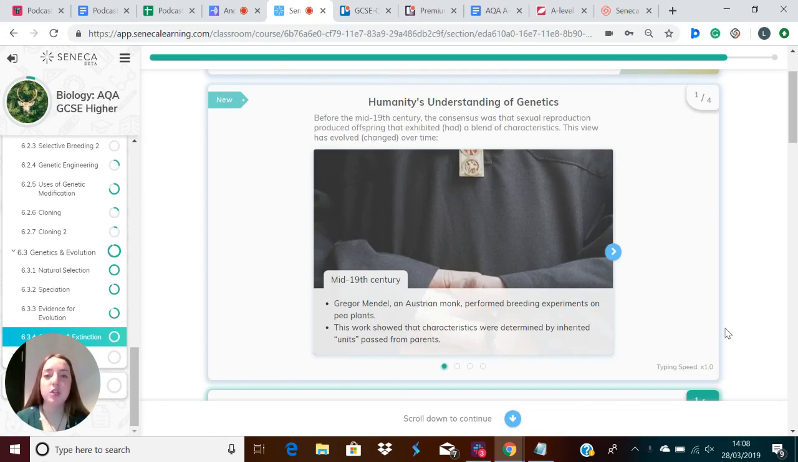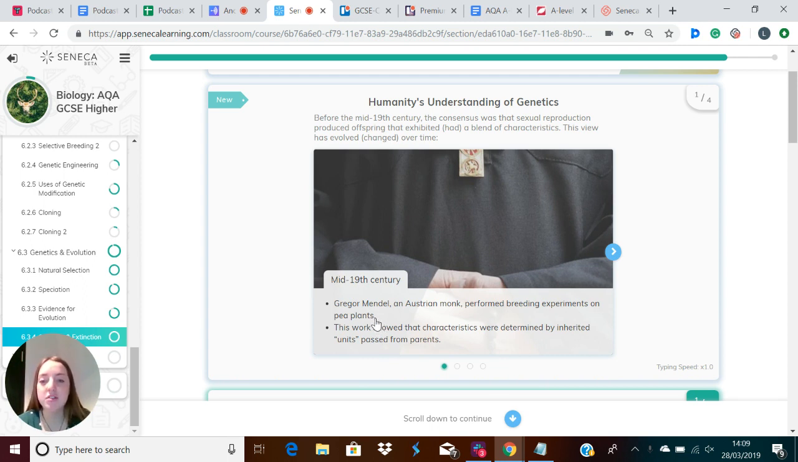We're going to explore the topic of humanity's understanding of genetics and also how species go extinct. Before the mid-19th century, the consensus was that sexual reproduction produced offspring that had a blend of different characteristics. This view has changed over time up to the modern day. So let's look at the mid-19th century.